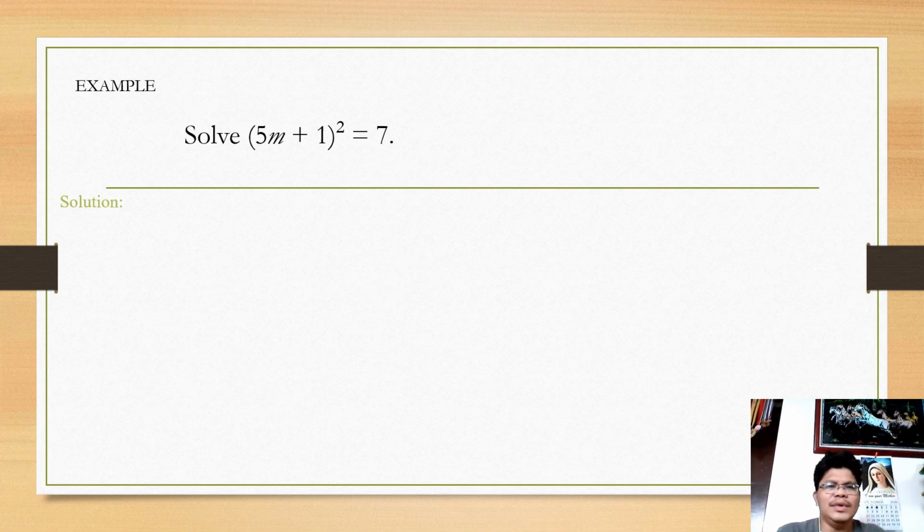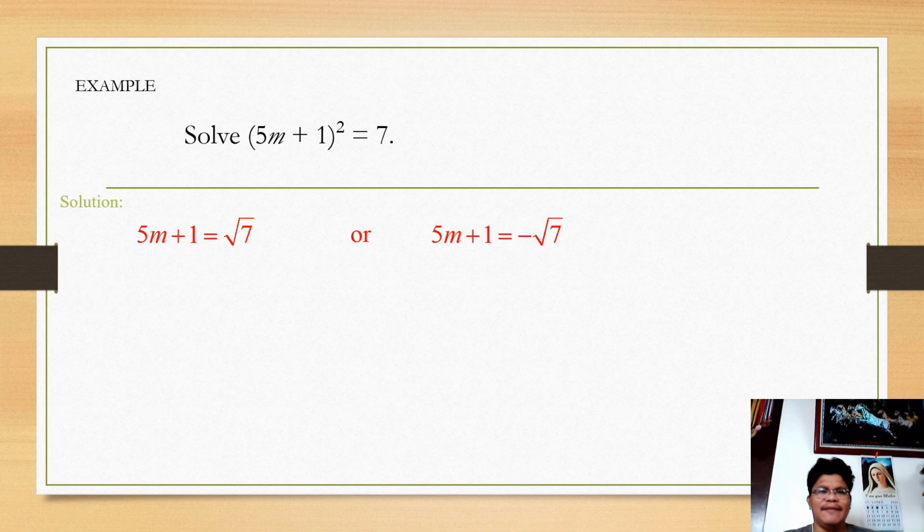The quadratic term was already isolated, so this time we're going to get the square root of both sides. And what is the square root of the quantity of 5m plus 1 raised to second power and the square root of 7? Of course, the square root of 5m plus 1 raised to second power equals 5m plus 1, and the square root of 7 is plus and minus the square root of 7. So the equation becomes 5m plus 1 equals square root of 7, or 5m plus 1 equals negative square root of 7. Now, we're going to determine the value of m.